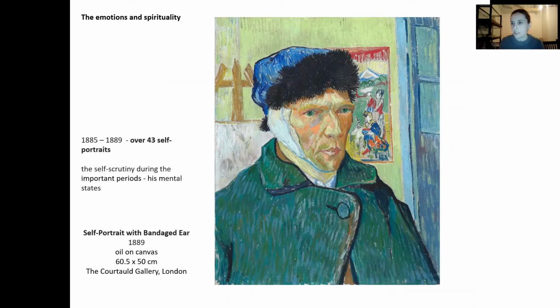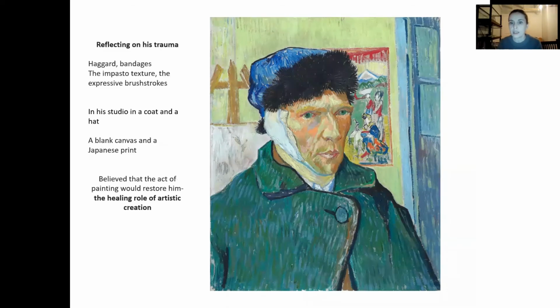Van Gogh is incredibly famous as a self-portraitist because he's so interested in the psychology of self and in the emotions, and because it's the cheapest thing to do to paint yourself. So he produces over 43 self-portraits. And so we have a record of his mental states throughout his life, because he doesn't just capture the likeness, he captures the truth of how he's feeling in the moment. This is the 1889 self-portrait with bandaged ear. This is the Courtauld Gallery in London. And I will lay out for you what it all means.